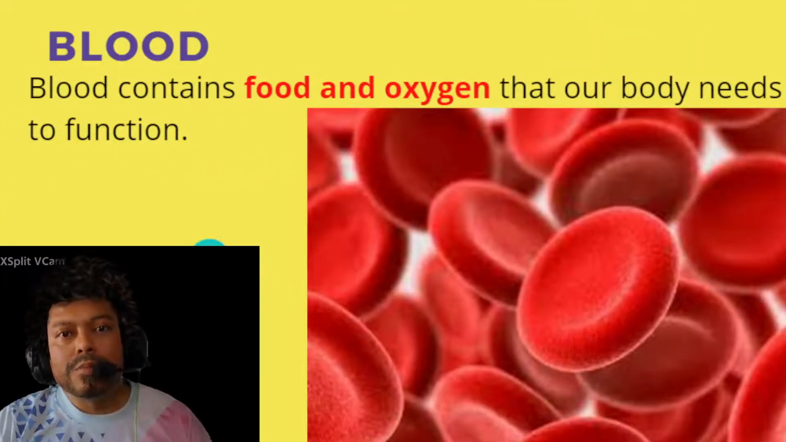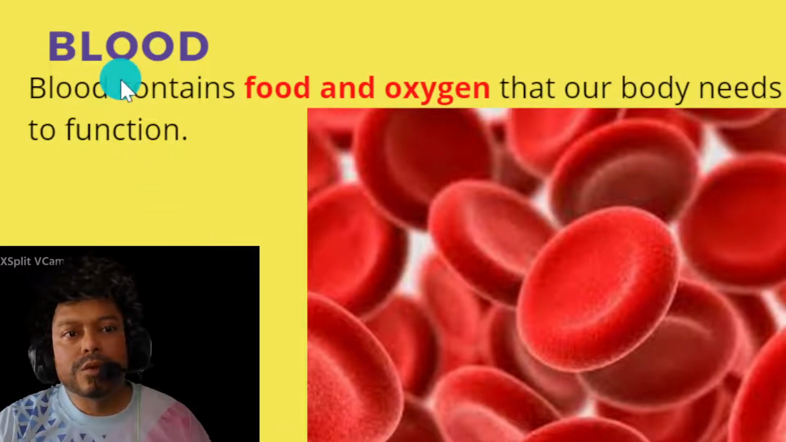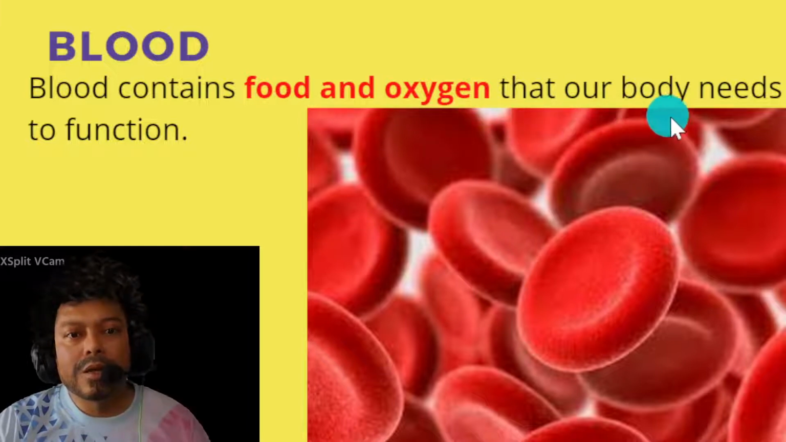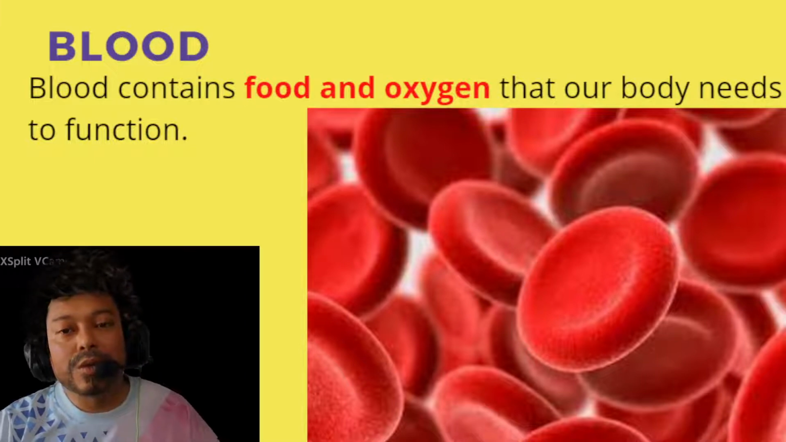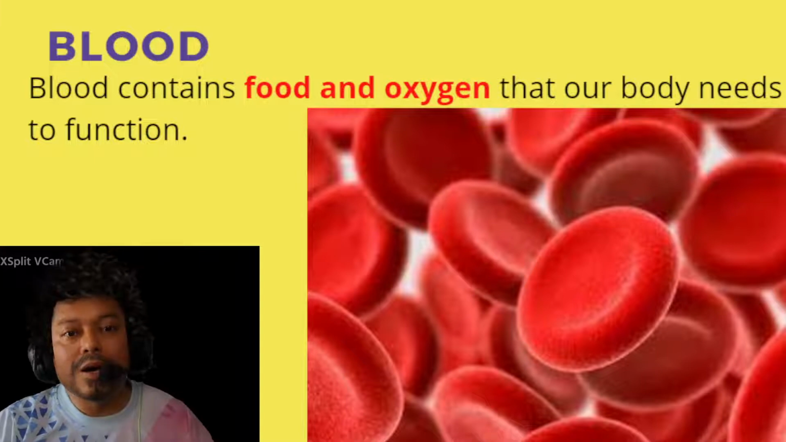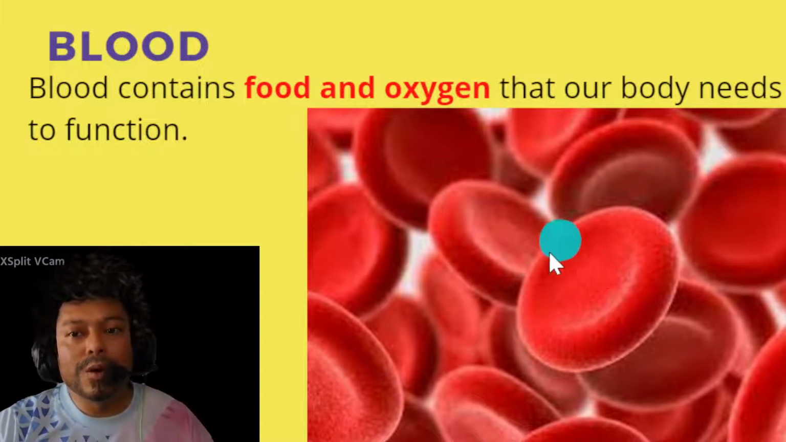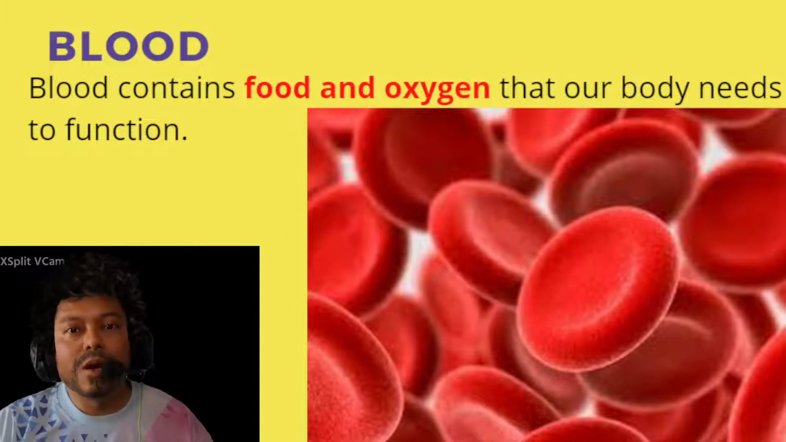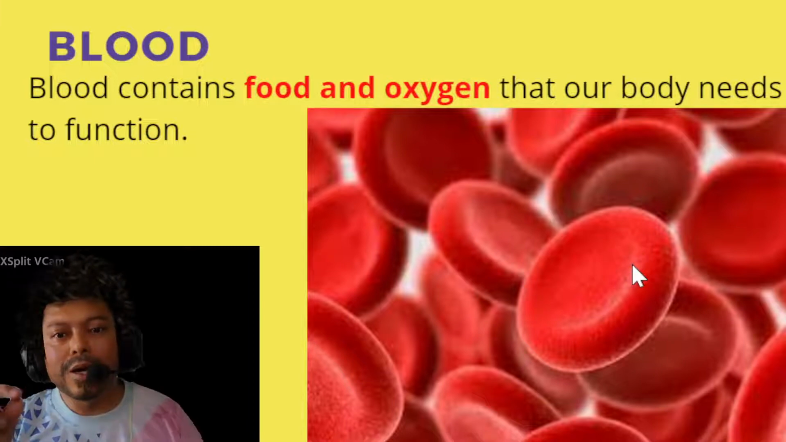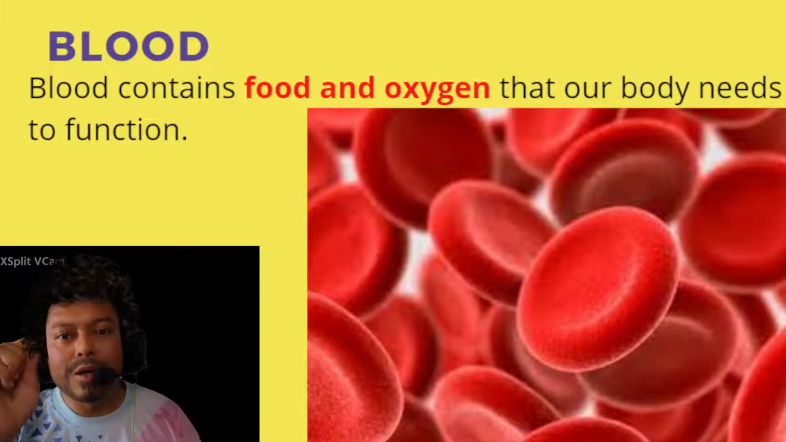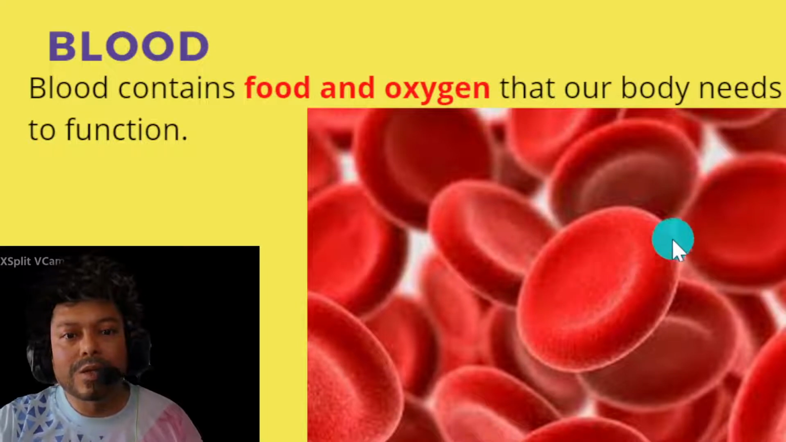Now, another part in our transport system is blood. Blood contains food and oxygen that our body needs to function. When you use a microscope, an electron microscope, something to magnify our view, this is more or less the view of our blood cells. So this is our blood. It looks like this inside. When we cut our hand, it's red, but when we look through the microscope, it looks like this.